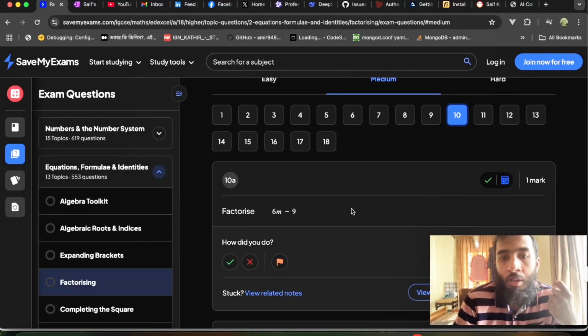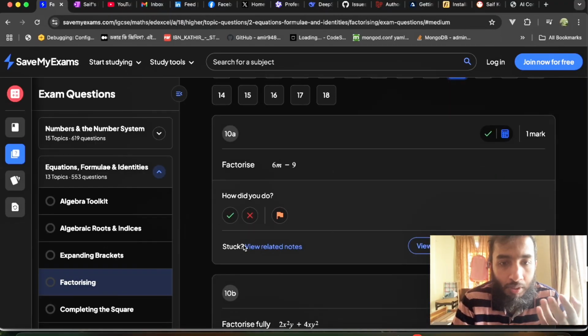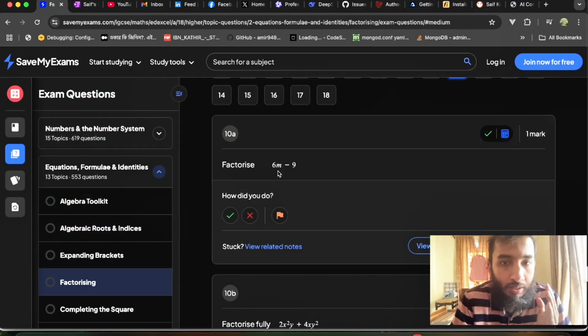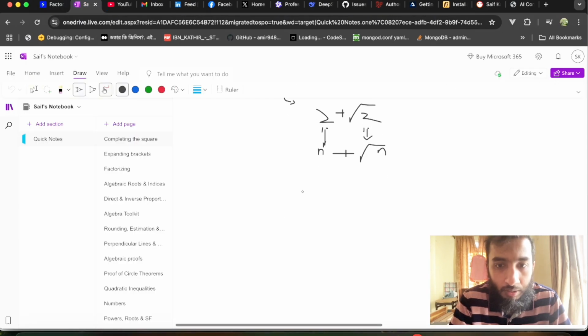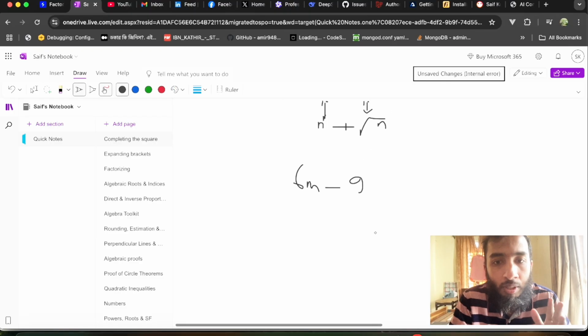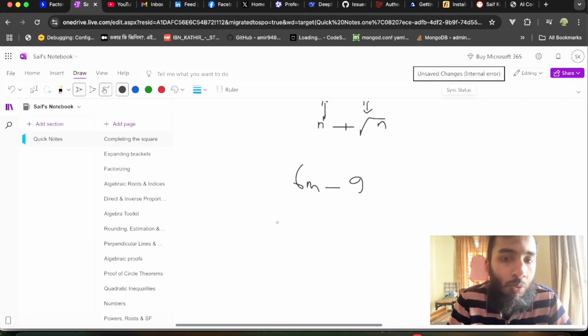I'll now focus on problem number 10. So this is an interesting problem. There are two parts to it, 10a and 10b. First we have to factorize this expression 6m minus 9. If I use my pen tool in the notepad, for this expression 6m minus 9, you have to factorize this or make it a product of two expressions. So how can we do that?